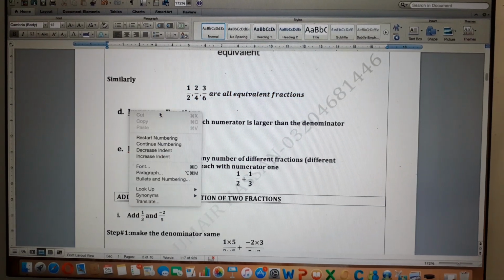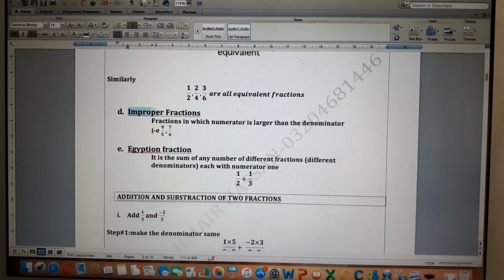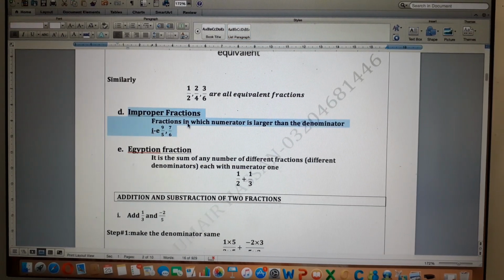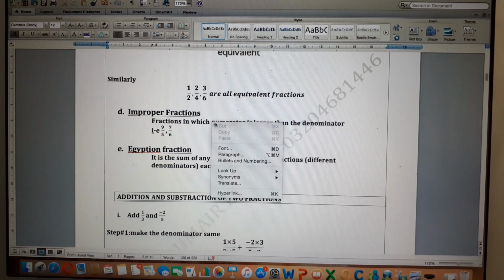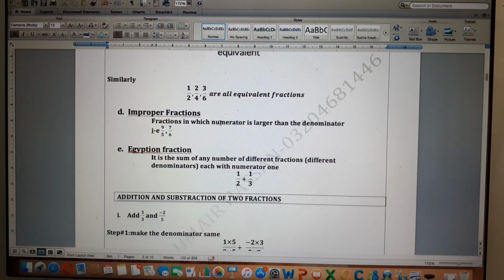Now, what are improper fractions? I have explained this in mixed fractions also. So these are fractions in which the numerator is larger than the denominator. Now observe here, if I am talking about 9 over 5, in the case of 9 over 5, 9 is the numerator, 5 is the denominator.